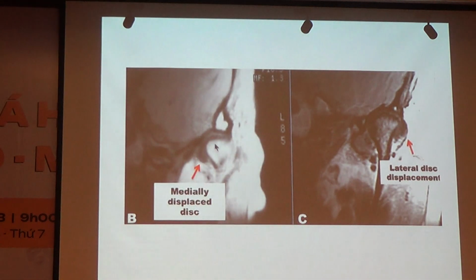And when the disc displaces medially, you see this. When the disc displaces laterally, you see this. Usually when you have a lateral displaced disc on this side, on the other side you have medial. You have what? Medial.